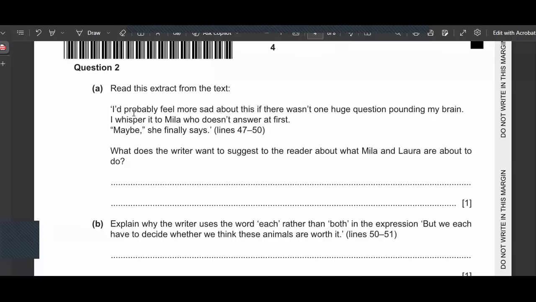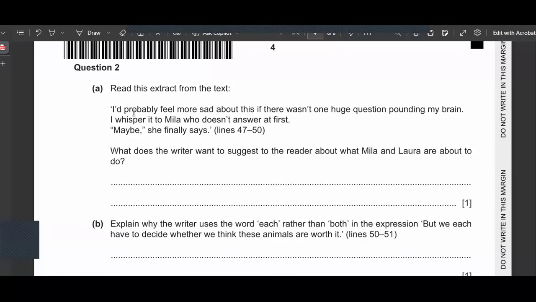I would probably feel more sad about this if there wasn't one huge question pounding my brain. I whisper to it, Mila, who doesn't answer at first. Maybe, she faintly says. What does the writer want to suggest to the reader about what Mila and Laura are about to do?